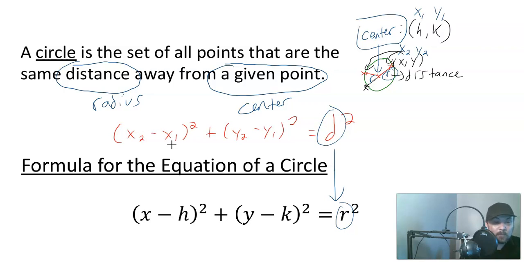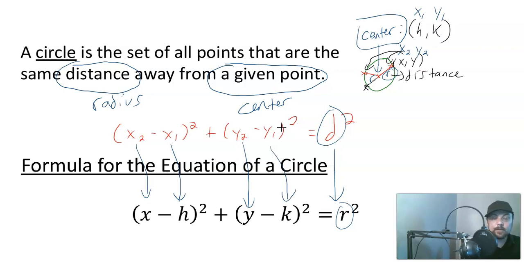x2 minus x1. Well, x2 is just our variable x. And then x1 is h. It's the x coordinate of the center. y2 is just our variable y, and y1 is k. It's the y coordinate of our center.